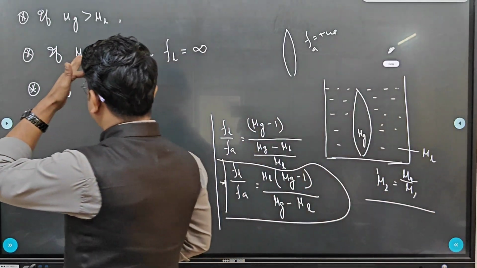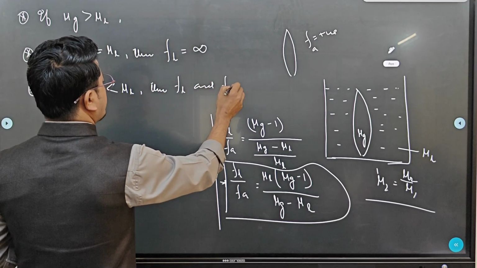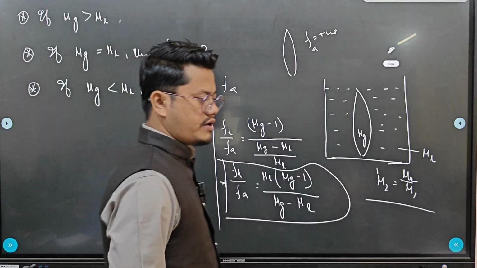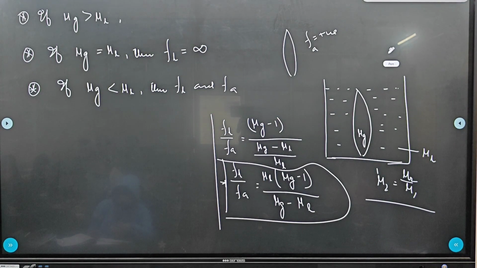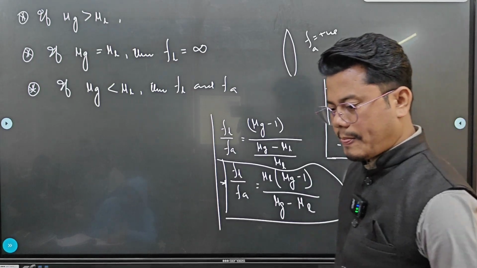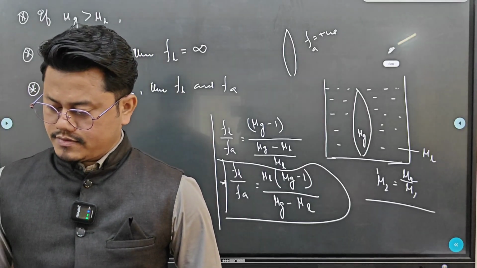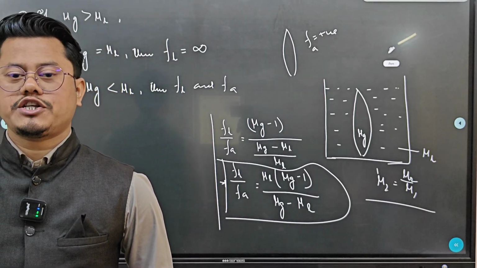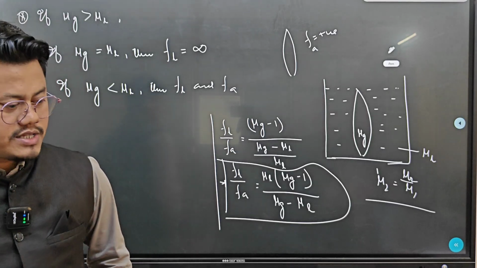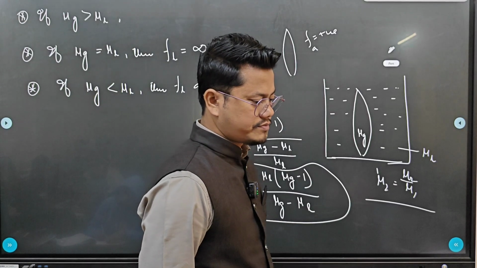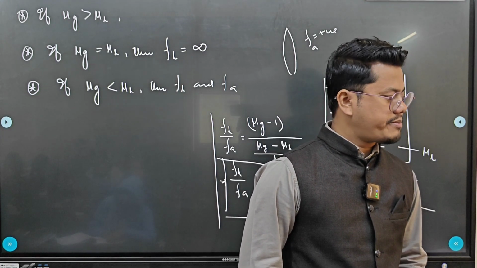If mu g less than mu l, right, if mu g is less than mu l, then FL and FA will have opposite sign. FL and FA will have opposite sign. That is, the nature of the lens changes. Got it? Full stop. Same line you can write.